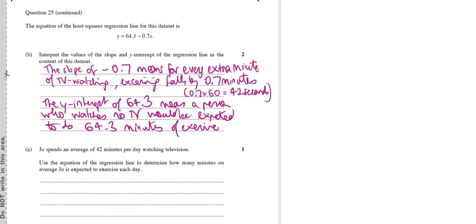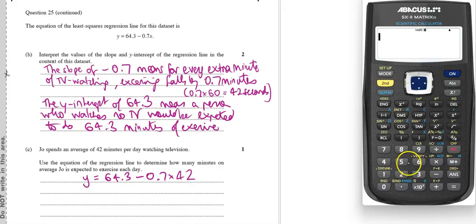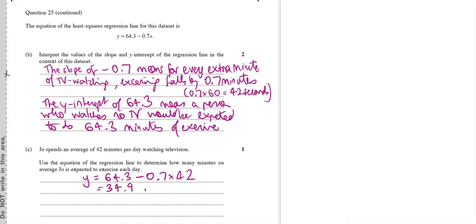Okay, part C. Joe spends an average of 42 minutes per day watching television. Use the equation of the regression line to determine how many minutes on average Joe is expected to exercise each day. All right, so we're just using that line in the special case where x equals 42. So y equals 64.3 less 0.7 times 42. We can put all of that into our calculator. 64.3 less 0.7 times 42. We get 34.9. That's measured in minutes.